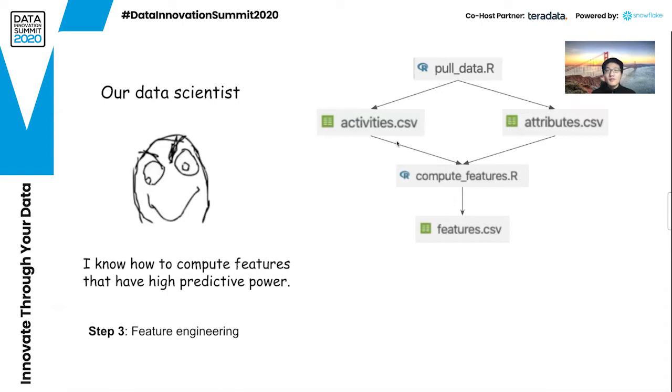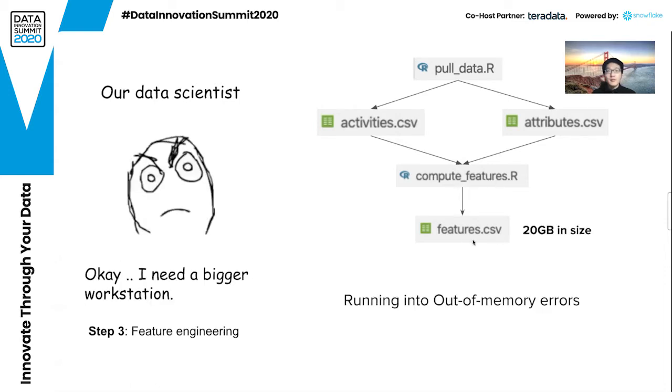The next step is feature engineering. Our data scientist has a lot of clever ideas on how to compute features from the raw data so they have high predictive power. Here is the feature engineering script in R, and this is the generated feature set. But unfortunately, the feature set has too many columns, and it doesn't fit in memory anymore. As a result, we're hitting out-of-memory errors. So our data scientist needs a bigger workstation.